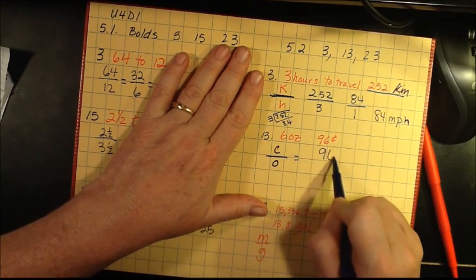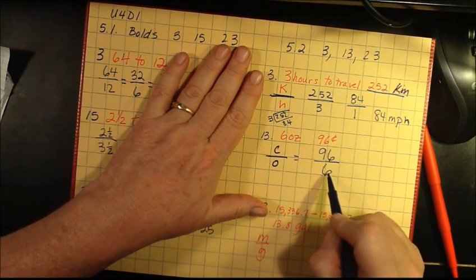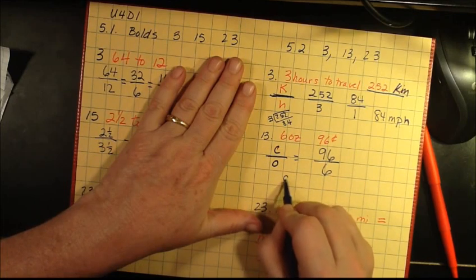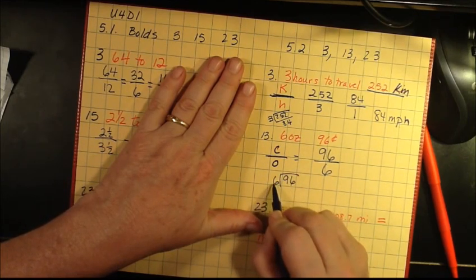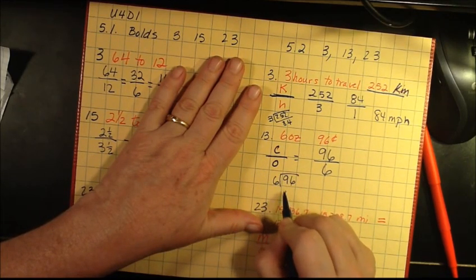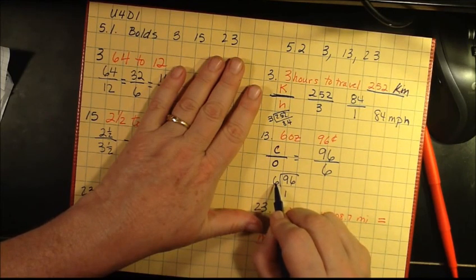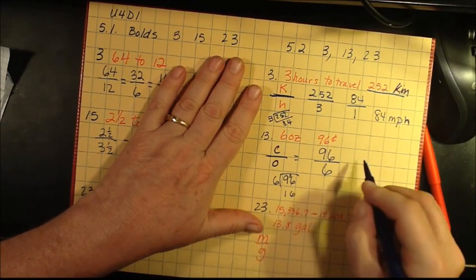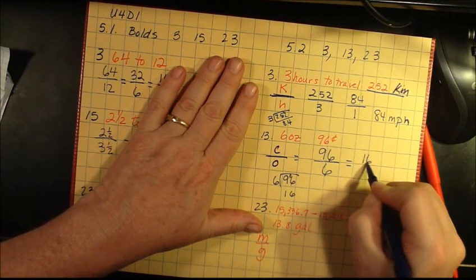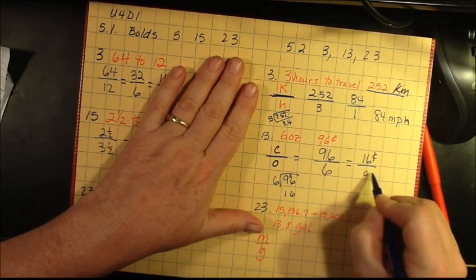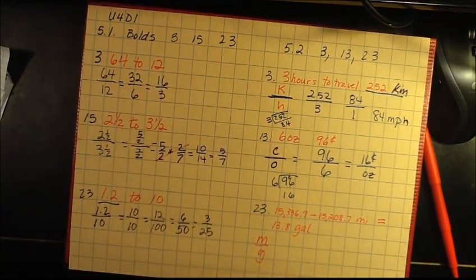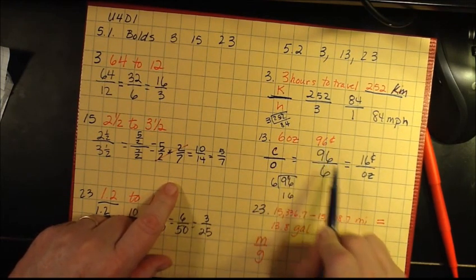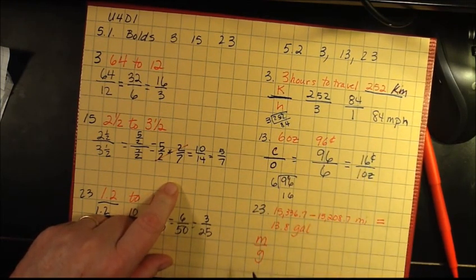96 cents for 6 ounces. And again, to figure out what the price per ounce is, I'm going to divide 96 by 6. 6 goes into 9 once, with 3 left over. 6 goes into 36 6 times. So that's the same as 16 cents per ounce. 6 ounces for 96 cents, 1 ounce for 16 cents.